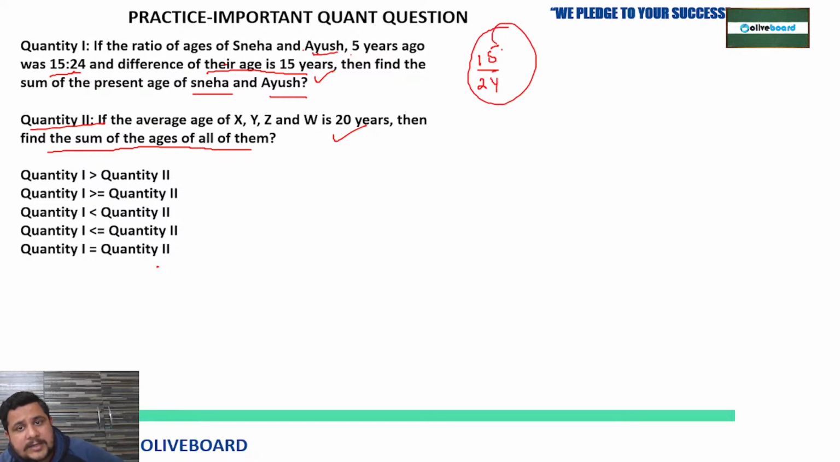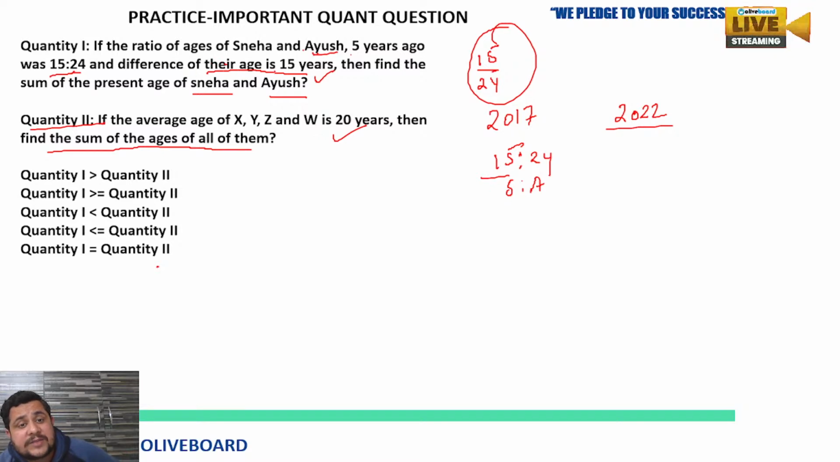Okay, but it is 5 years ago, so just assume that now the running year is 2022. So 5 years ago means 2017. So in 2017 their ratio was 15 is to 24, and it is between Sneha and Ayush. Is this clear to all of you? Okay. Now, what are they saying?